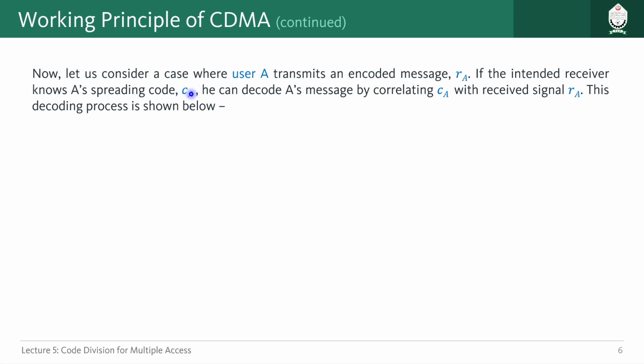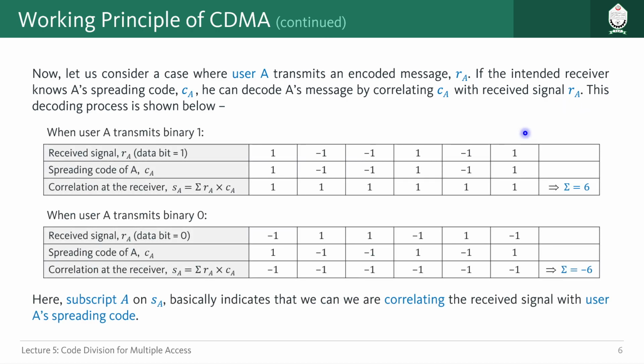If the intended receiver has that code, he can take R of A, the transmitted signal, or you can also say the received signal from the point of view of the receiver. That received signal R of A, if correlated with C of A, should extract the information transmitted from user A. That is the basic idea, right? We want to correlate C of A with the received signal R of A. So let us look at how that process happens.